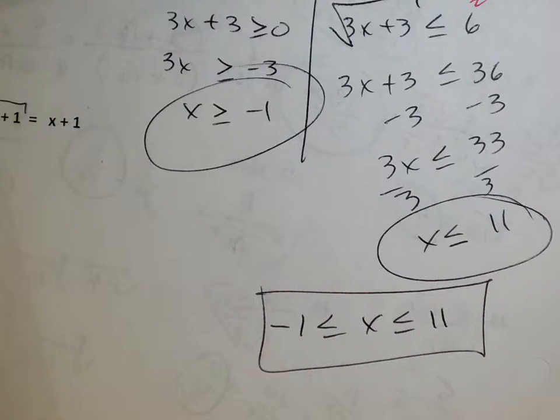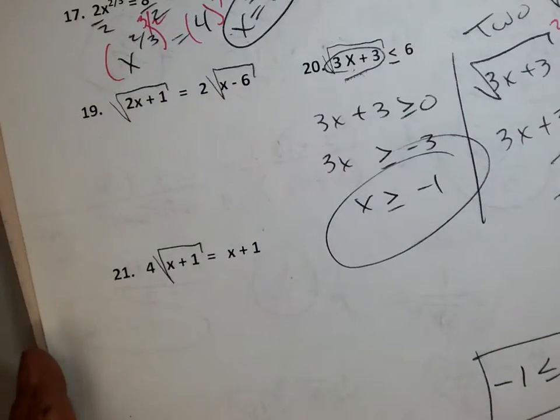You read it backwards. X greater than or equal to negative 1. That's what that says, right? Read it backwards. X is less than or equal to 11. That's what that says, okay? Okay. All right. Last one. Here comes the tricky one. But I know we can do it, okay?